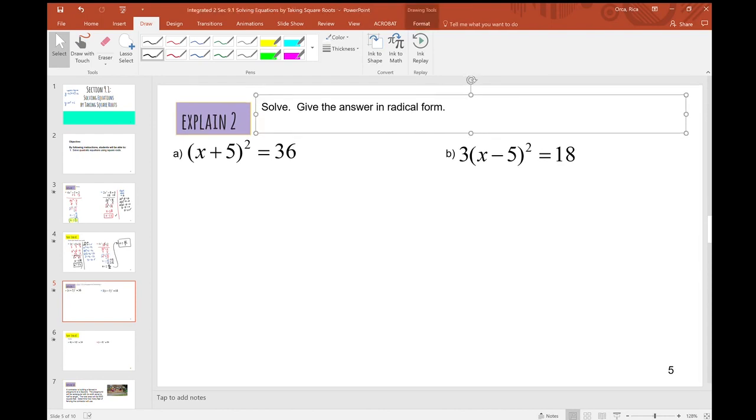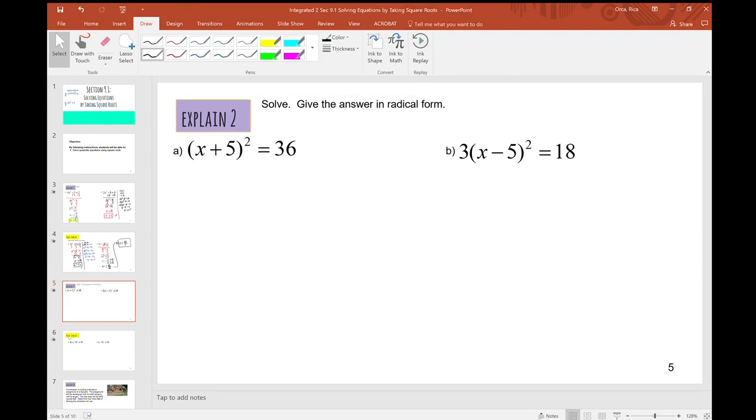Notice how the equation is in vertex form. And because it's in vertex form, we're going to use the square roots method to solve this problem. So step number 1 is isolate the parentheses. Get rid of the 3, get rid of the scale factor. Divide both sides by 3. Now we have x minus 5 squared is equal to 18 divided by 3, which is 6.